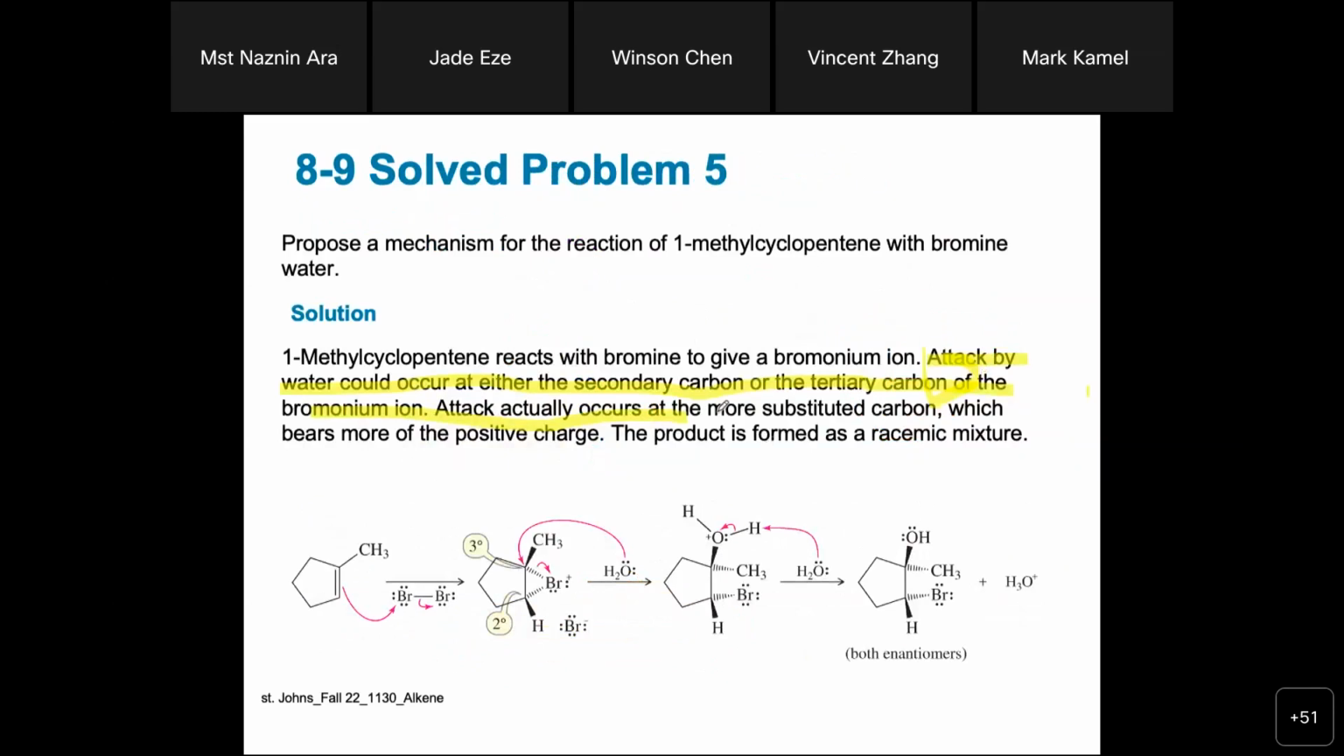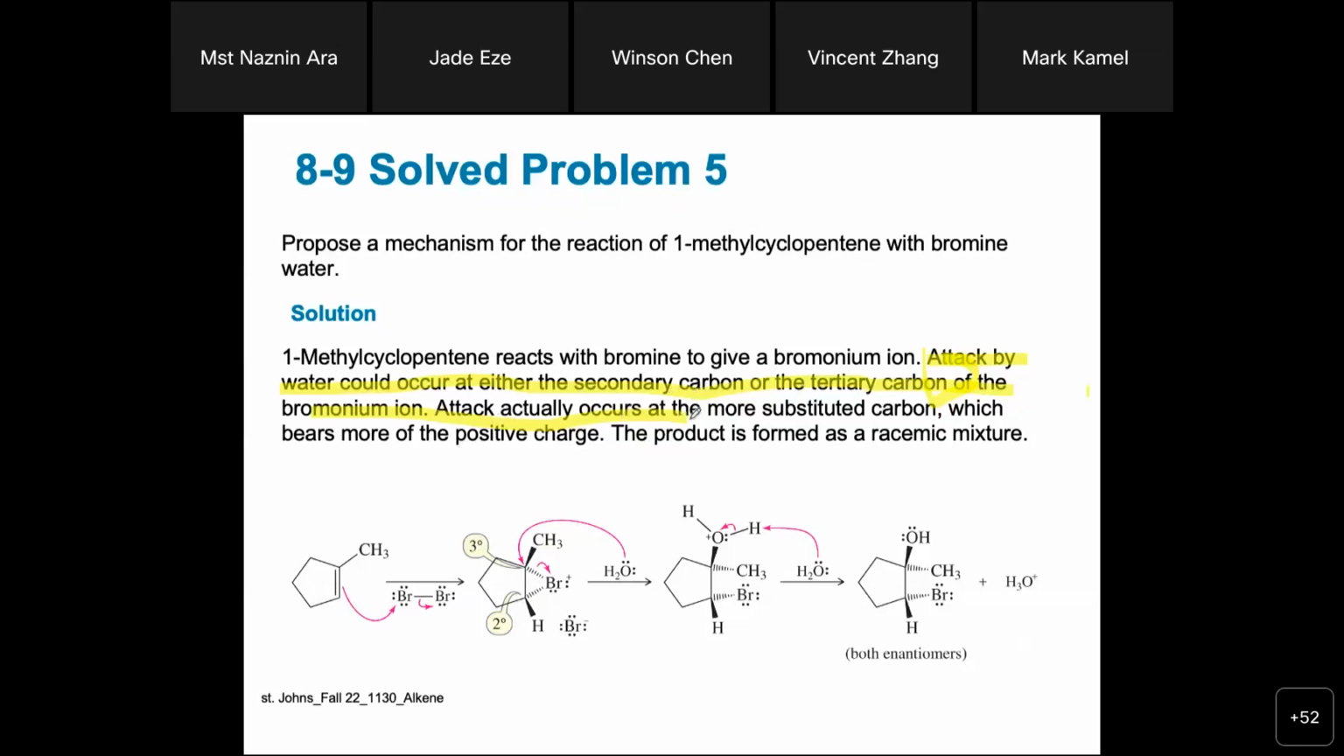Here we have one more thing. They mention here: propose a mechanism for the reaction of 1-methylcyclopentene with bromine water. Here we have the 1-methylcyclopentene. This 1-methylcyclopentene reacts with bromine to give the bromonium ion. In a similar way, attack by the water could occur at either the secondary carbon or the tertiary carbon of the bromonium ion. So the attack can be on both sides.